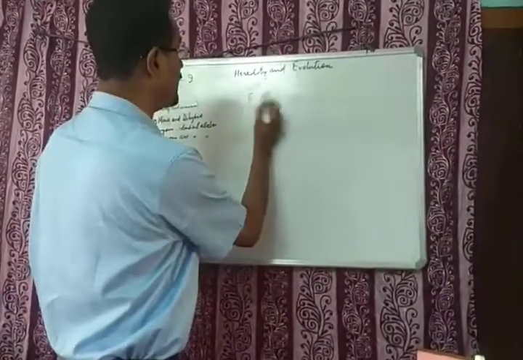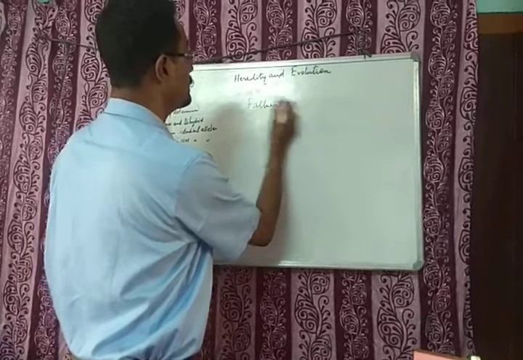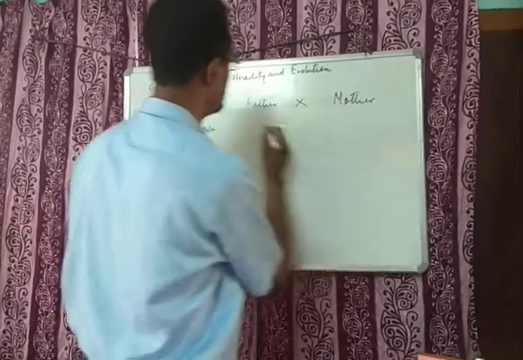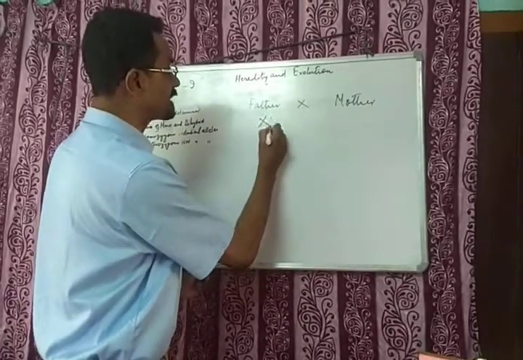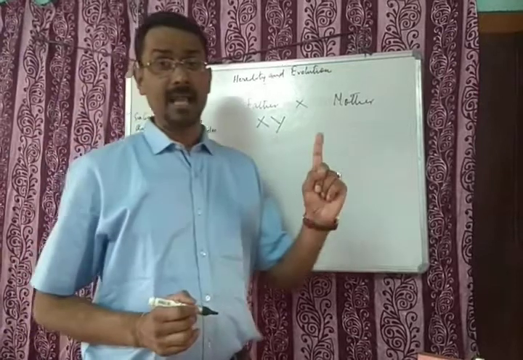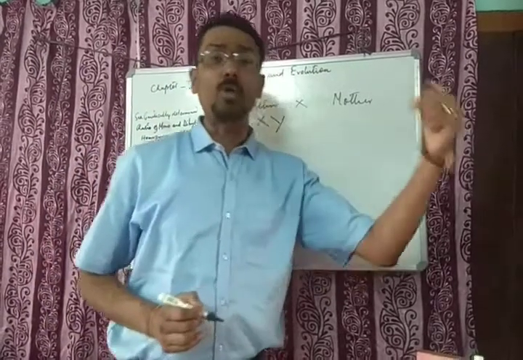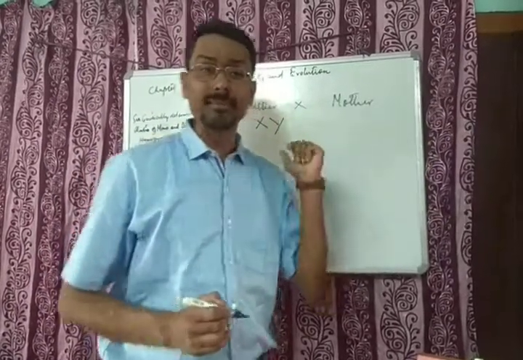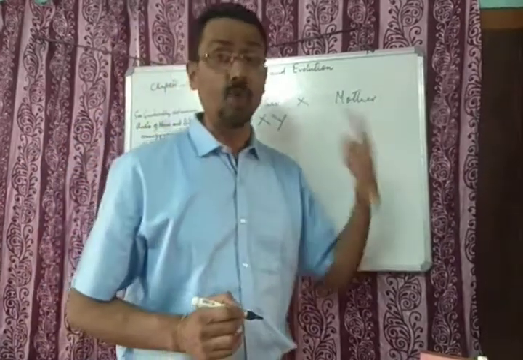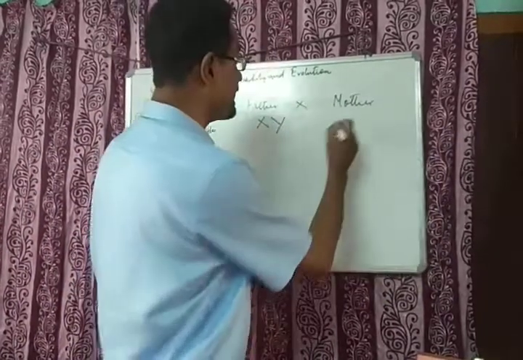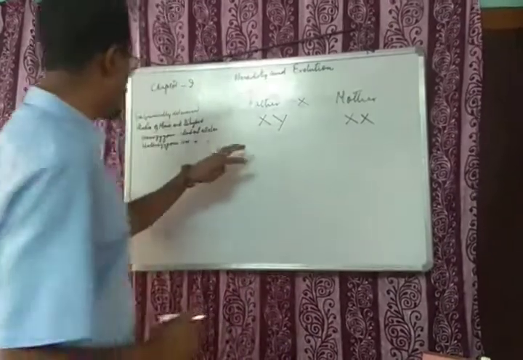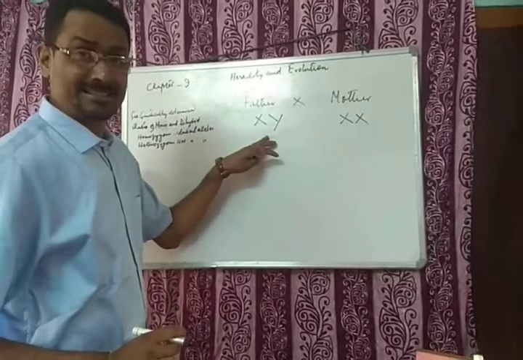So, father and mother. Father has sex chromosomes XY, one pair. 22 pairs are autosomes. One pair is the sex chromosome. That is for the father, for the male, XY. For the mother, for the woman, for the girls, it is XX.